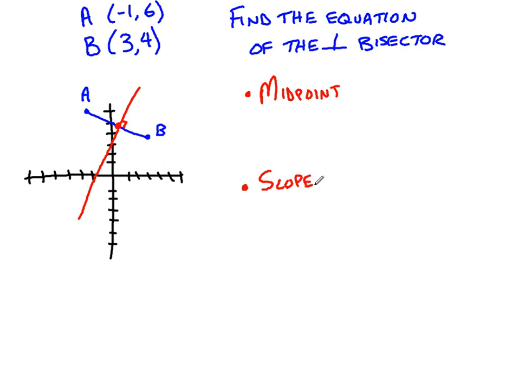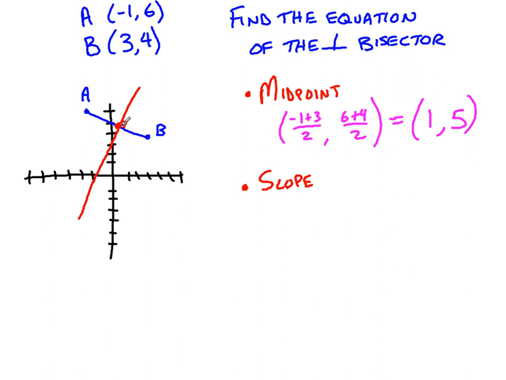So, we'll start with the midpoint. The midpoint I can always find by doing an average of the points. So, the average of the x values would be -1 plus 3, and then divided by 2. Same with the y's: 6 plus 4 divided by 2. That means my ordered pair should be, I should end up with 1, 5. And if we look here, it should make sense. Yeah, based on our rough sketch, 1, 5 appears to be about right.